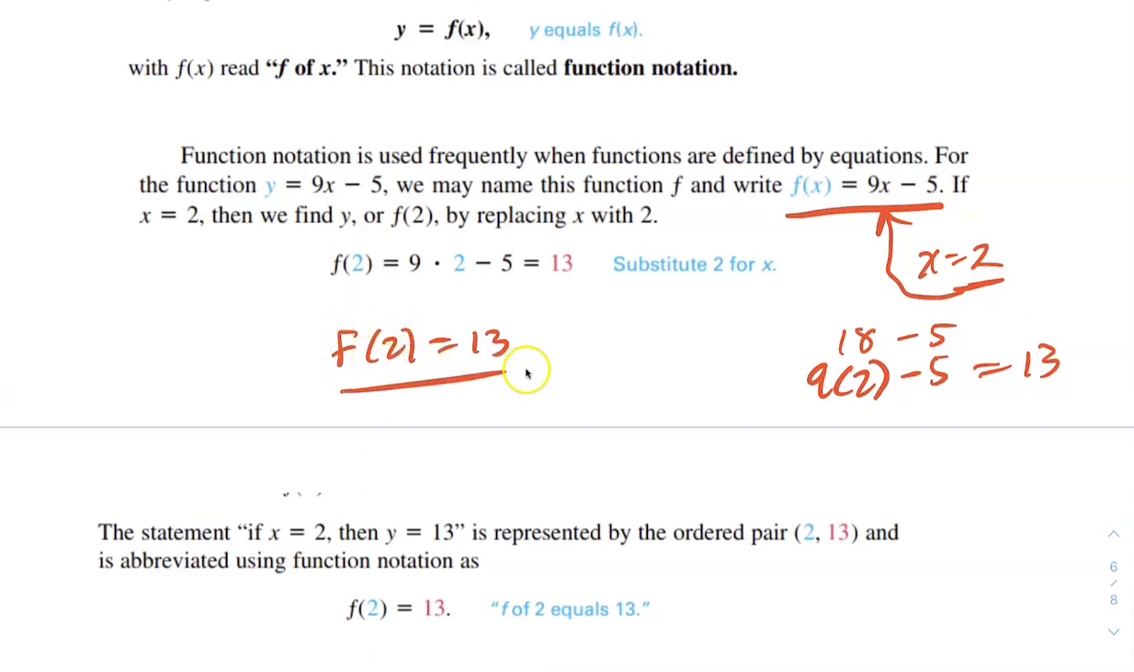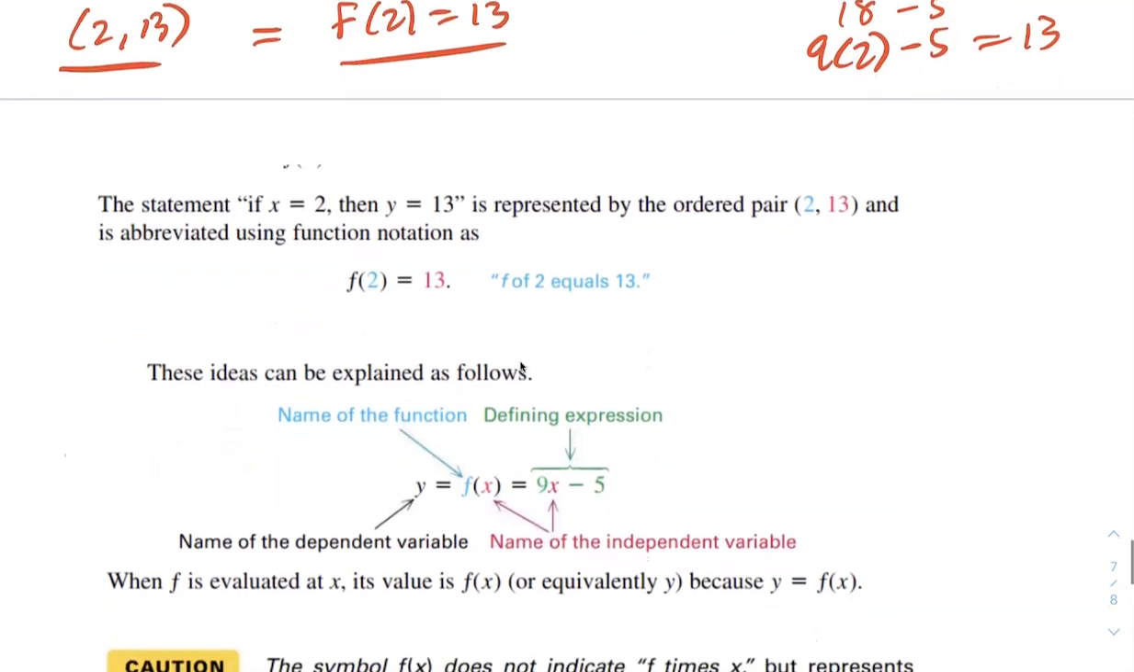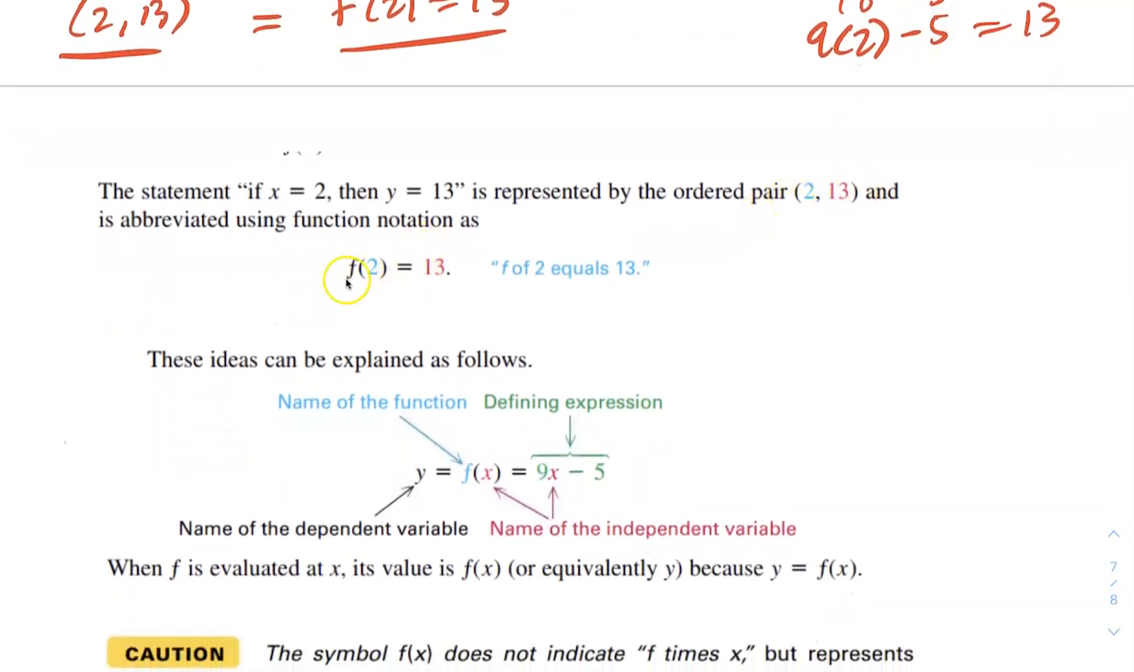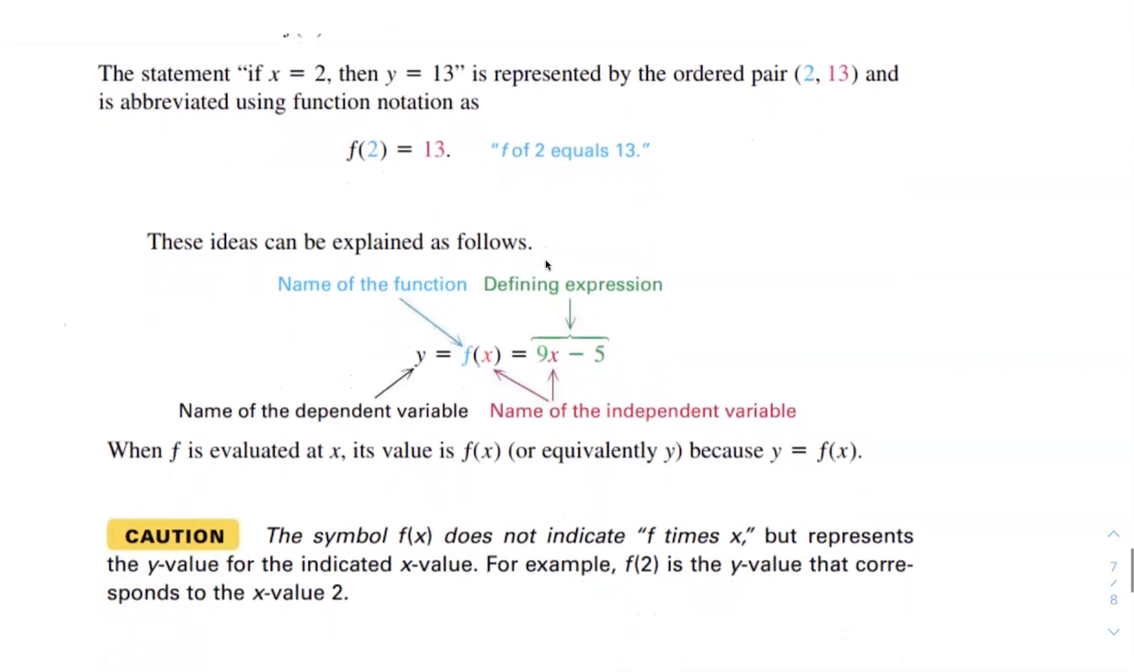Remember that this means f of 2 equals 13. Another way to write that is the point. When I plugged in 2, I got 13. So these are equivalent: the ordered pair (2, 13), also known as f of 2 equals 13. A little word of caution here, right? You can read this later. The symbol f of x does not indicate f times x. This is f of x, not f times x. That would be a different thing.